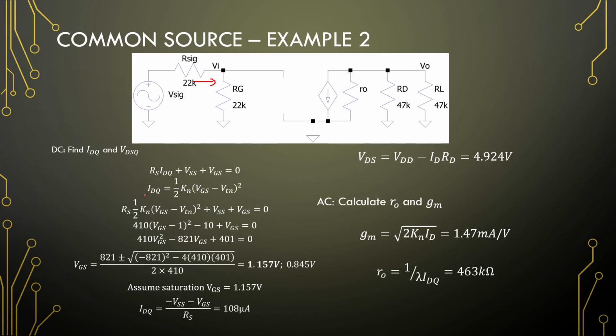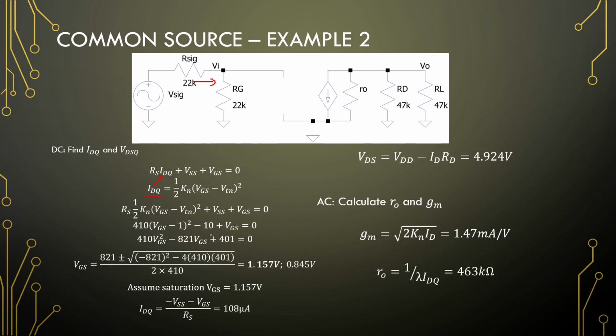And from there we have our drain current that we can plug into this equation right here, and we end up with this monstrosity of our source resistor times the current plus VSS plus VGS. It becomes easier if we just plug in all of these values, and we have 410 (VGS minus 1) squared minus 10 plus VGS.